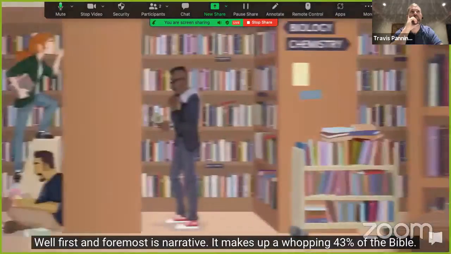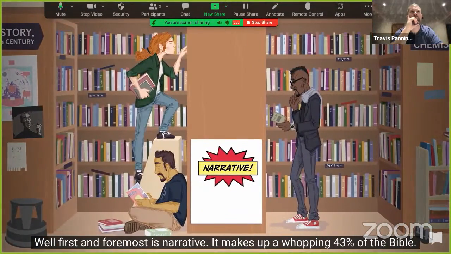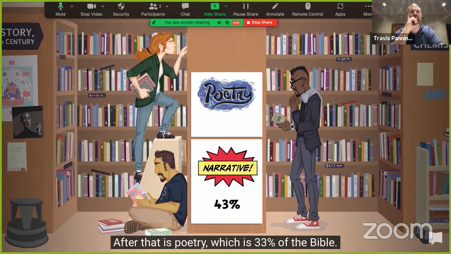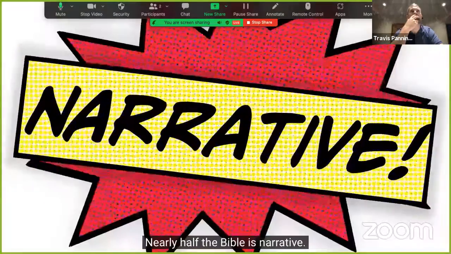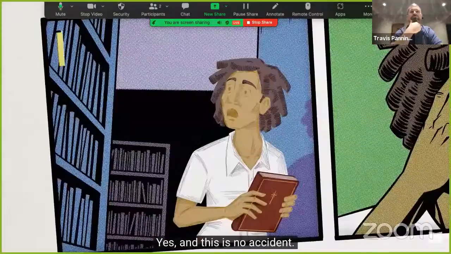Well, first and foremost is narrative. It makes up a whopping 43% of the Bible. After that is poetry, which is 33% of the Bible. And then there's what you could call prose discourse, which makes up the remaining 24%. Nearly half the Bible is narrative. Yes, and this is no accident.